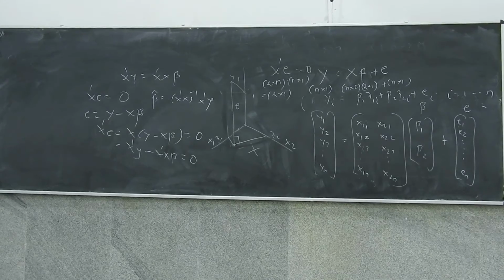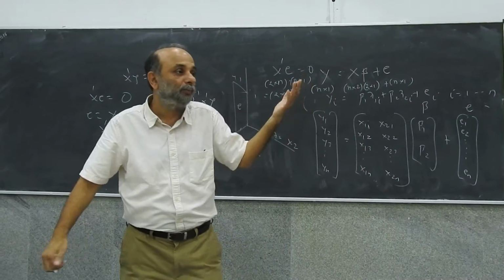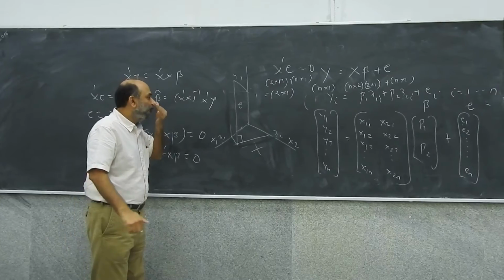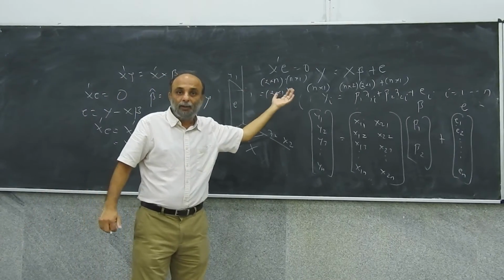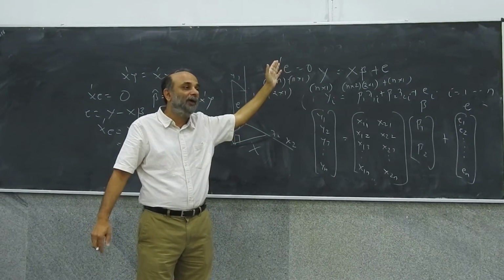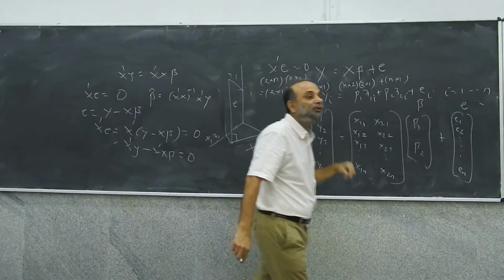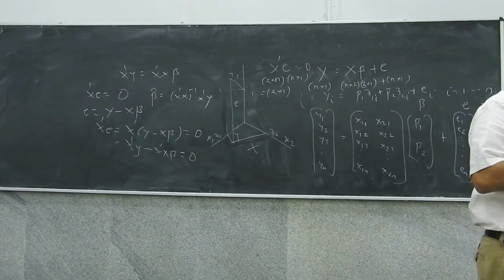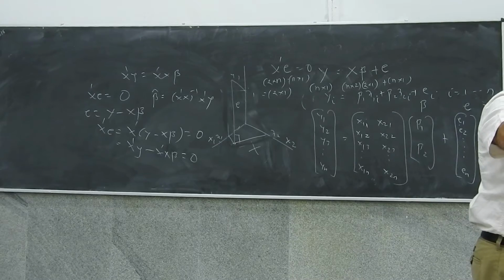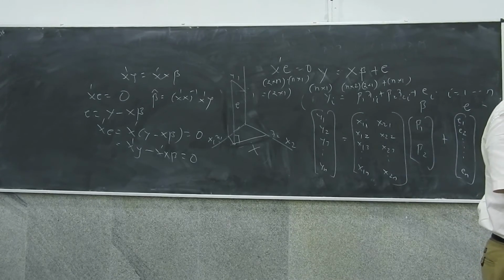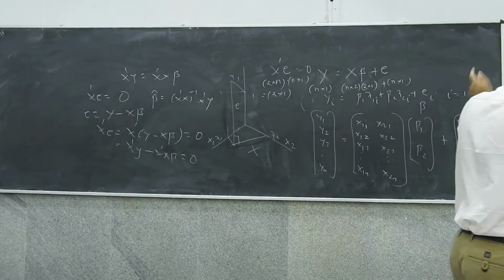So this is how you solve a general multiple linear regression problem, where if you have more explanatory variables, x1, x2, x3, x4, x5, then this X matrix will become n cross 5. You know, you have n rows, 5 columns. If you have 5 explanatory variables, it will become n rows, 5 columns. How many betas will be there?